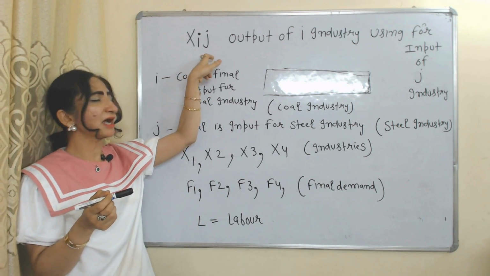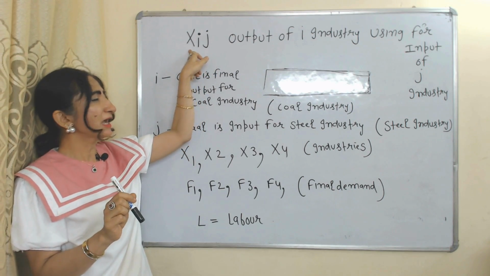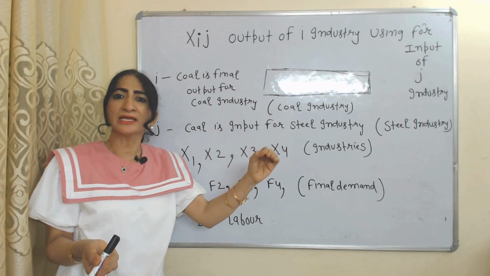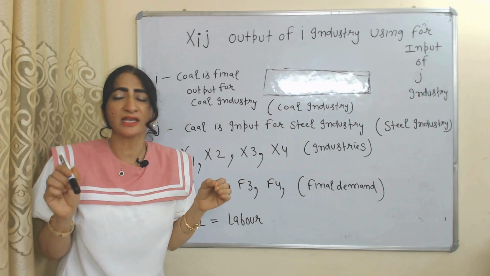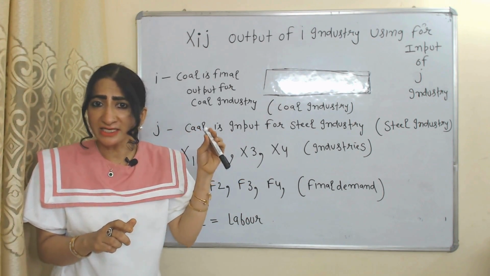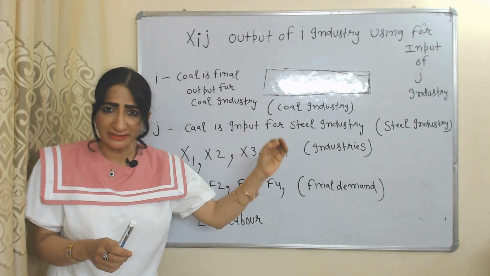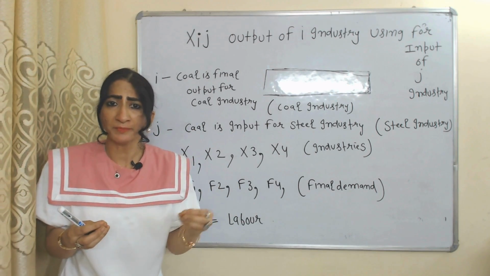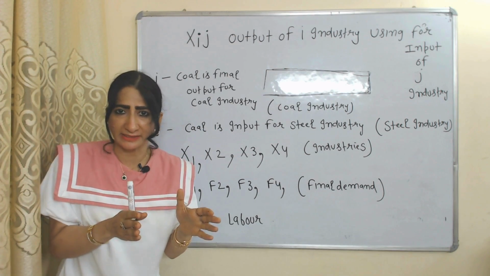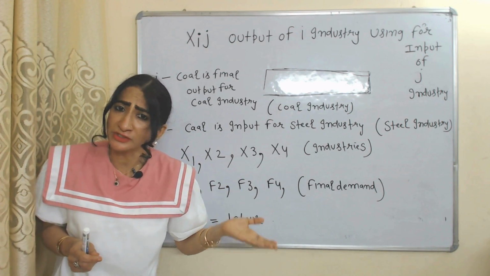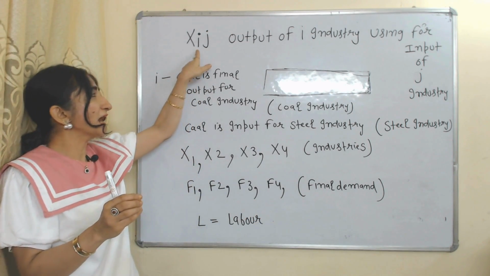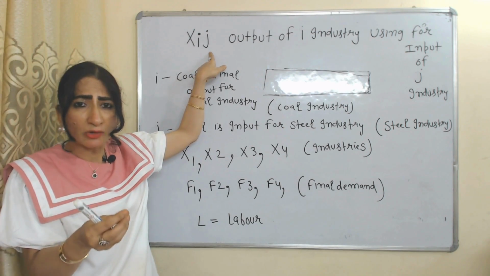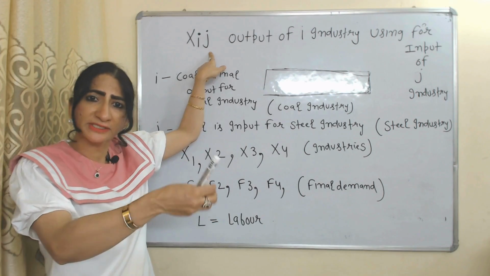So what does Xij represent in this model? X represents industries. Ij represents the output of industry i that we are using as an input in industry j. As we know, coal is the output of the coal industry, but coal is a crucial input for the steel industry. Here we assume i is the coal industry and j is the steel industry because we are using the output of the coal industry as an input for the steel industry.